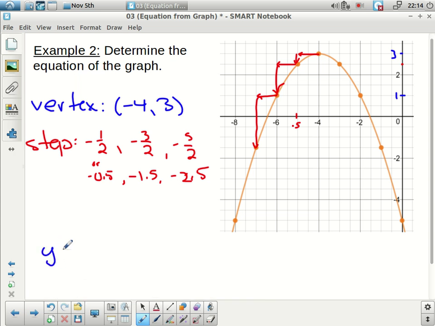So it's going to be y equals, our step starts with -1/2. So that's going to be the start of our equation, -1/2.